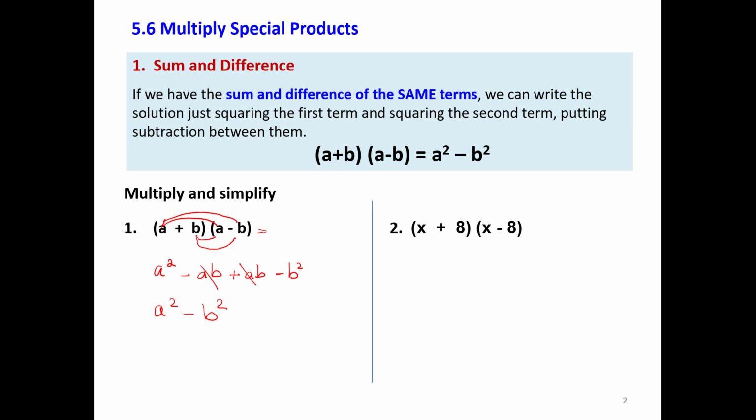Let's see what happens in our second example. We have the same case: the sum and the difference of the same terms, x and a. Let's multiply also using the FOIL method: the first terms, the outside terms, the inside terms, and the last terms. x times x is x squared. x times minus a is minus ax. a times x is ax. Positive a times minus a is negative 64. Now we combine terms, and we have opposites again: minus ax plus ax cancel out to 0. Finally we have x squared minus 64.